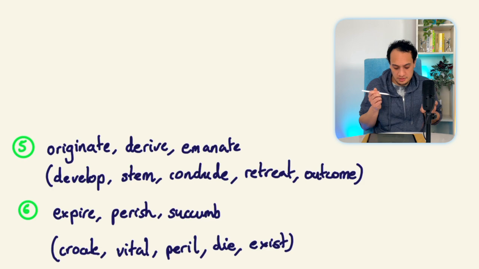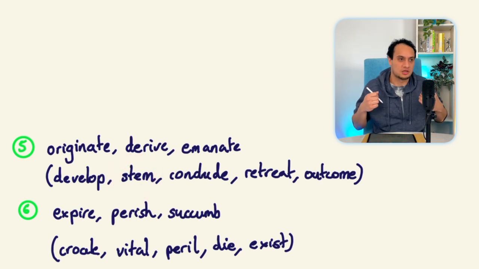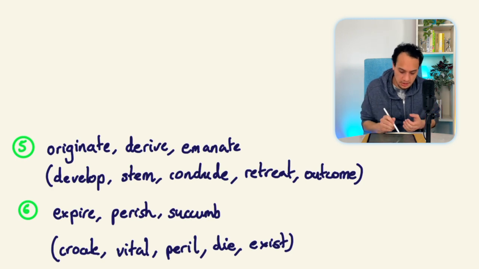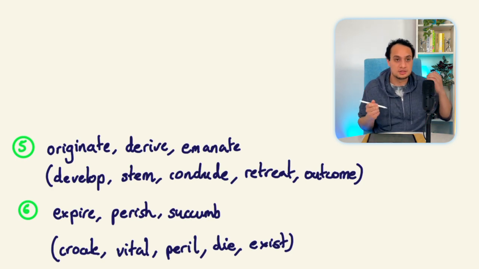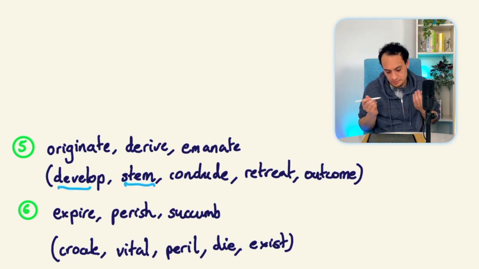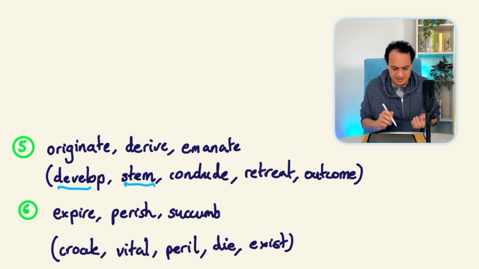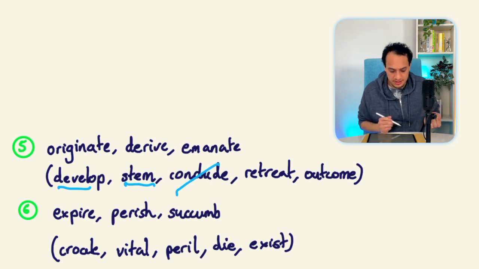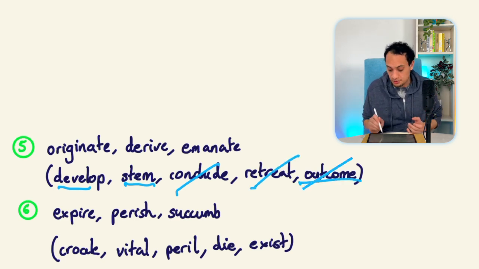Now, the trick here is you've got to know that stem can have multiple meanings. You might originally think that stem means a plant stem, but it can actually be used in this way. So something can stem from something, or something can have its roots in something. Flower metaphors. Conclude, that's not. So these are all from the beginning. That's from the end, so it's kind of like an antonym. So we can cross that out. Retreat means to go back from something, so it's not that. And then an outcome is, again, an antonym. So we're going to cross that out.